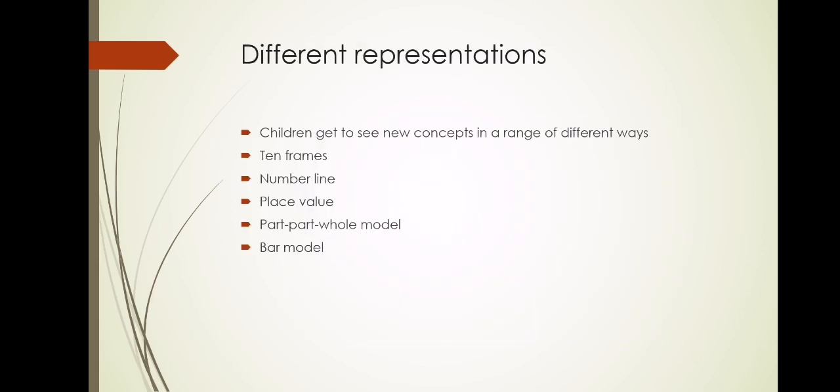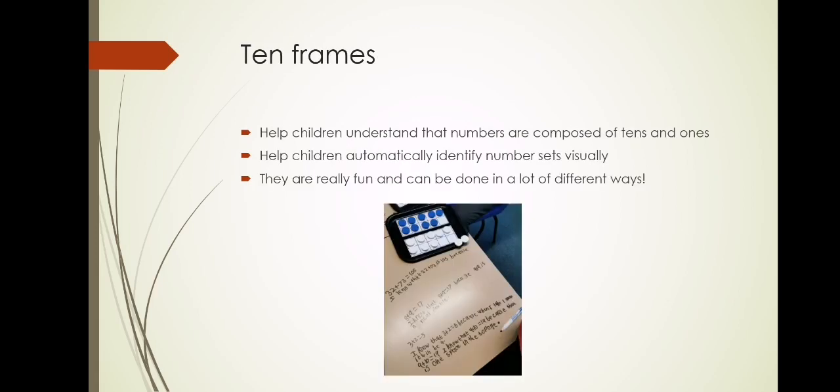Now, in a lesson, we will use lots of different representations, and some of the ones that I'm going to talk to you about today are the most common ones that we use. So a 10 frame is key in helping children understand that numbers are composed of tens and ones. It also helps the children identify how many of the objects are there. So for example, you can see with the blue magnets there are 9, with the white magnets there are 8.